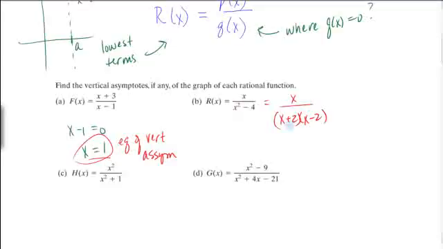I can see that there are no factors that I have in common that I can reduce. So instead, I'm going to go ahead and determine where my denominator, which I'm going to look at as this, where is my denominator equal to 0?